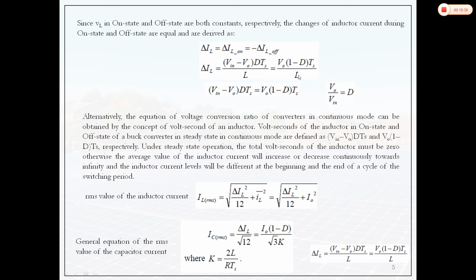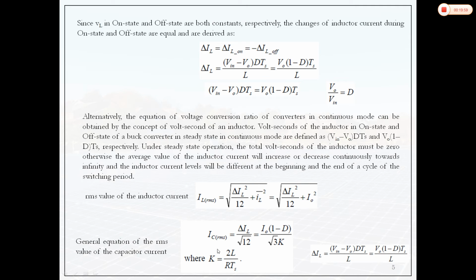Okay. So V naught we can replace with R times I naught. So here it will be I naught times 1 minus D. And here we are getting 2 root 3. So 2L upon R TS, we will define as K.